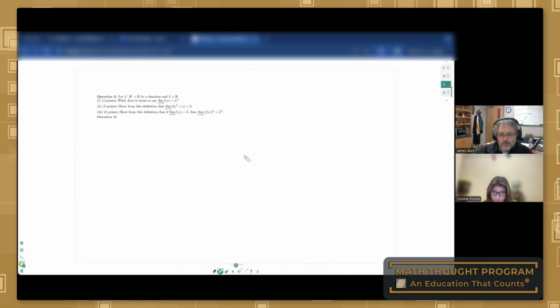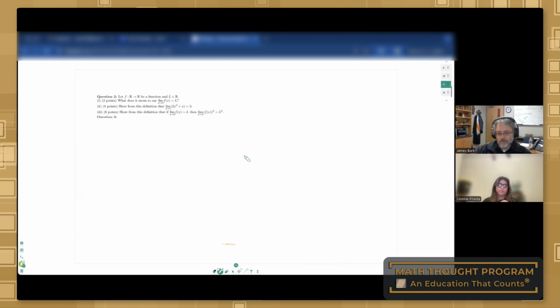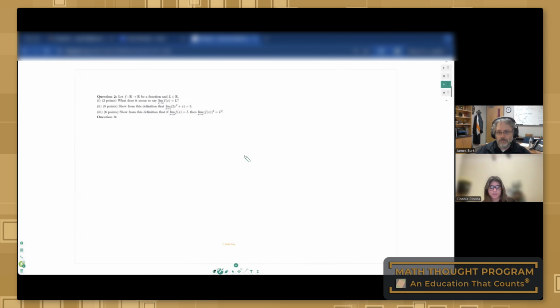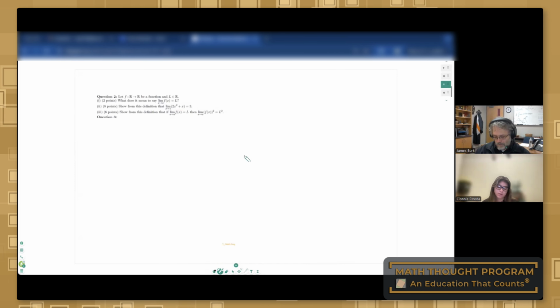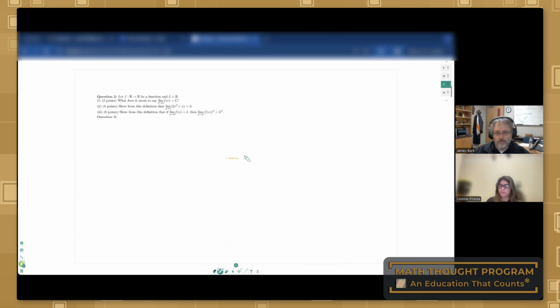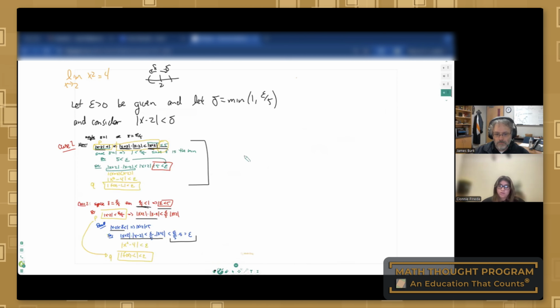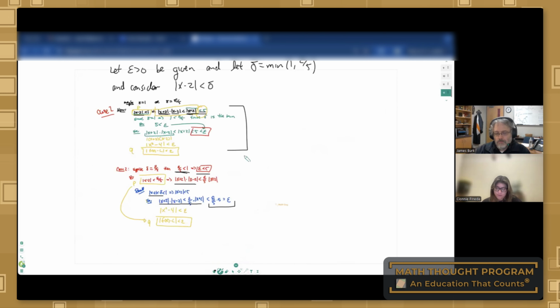And then in terms of the proof, it's kind of going backwards to what we just did. So we say that epsilon is greater than 0, that is given, and then we let that delta value be the minimum of 1 and epsilon over 5.